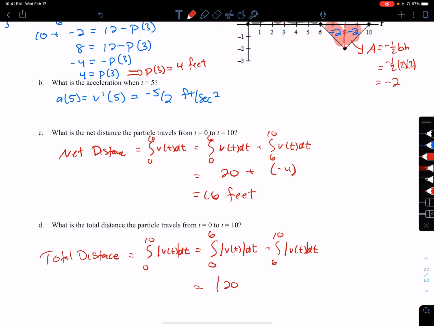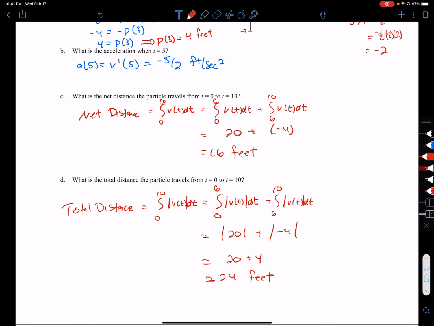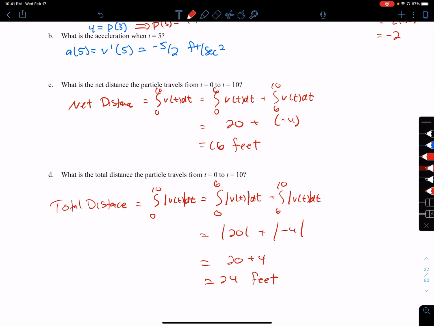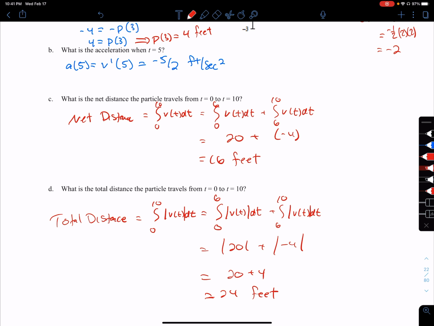So it's the absolute value of 20 plus the absolute value of negative 4. That's going to give us 20 plus 4, which is 24 feet. The total distance that this particle traveled from 0 to 10 seconds was 24 feet. Its net distance from its starting point from 0 to 10 is 16 feet. That concludes this video. And in the next one, we are going to look at the fundamental theorem of calculus, particle motion, using tables.